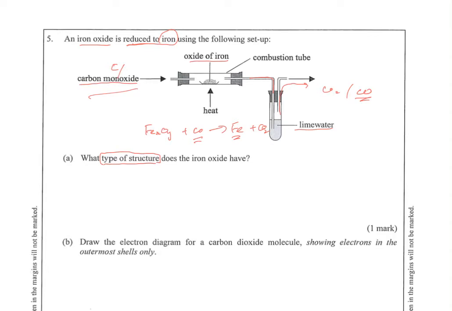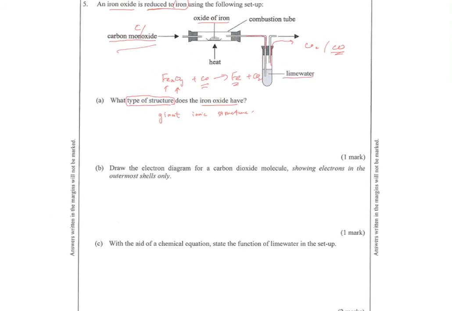So what type of structure does the iron oxide have? Iron oxide, one is metal, one is non-metal. So that is a giant ionic structure. Okay, so it's a giant ionic structure because it's an ionic compound.